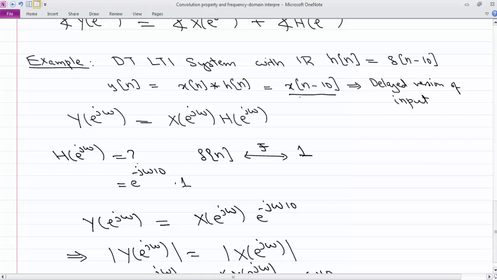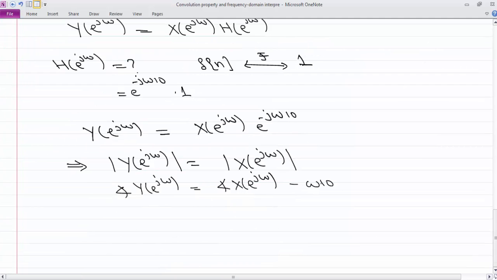Now you could have solved it directly using the properties of the Fourier transform on the output expression like this, x n minus 10. But we know that the output is simply a delayed version of the input. And when we look at it in the frequency domain, we see that the magnitude is not affected. The only thing that is affected is that there is a linear phase. So this is a linear phase shift with a slope of minus 10.